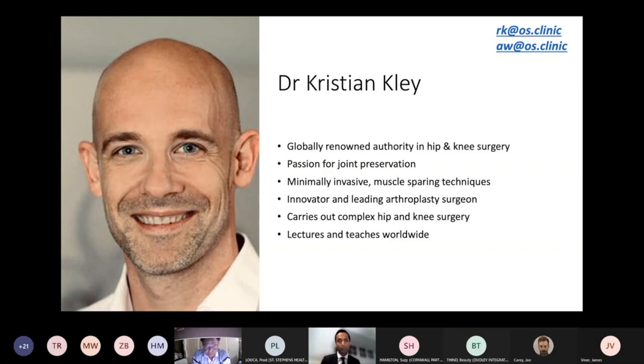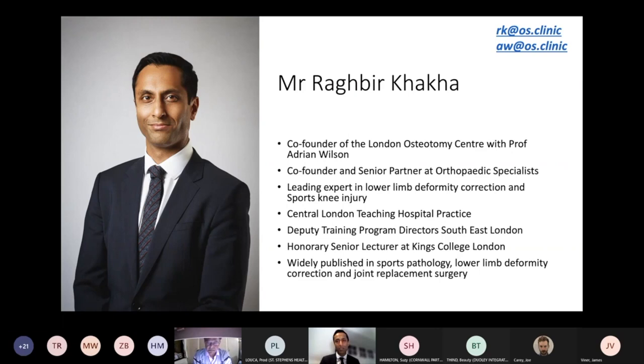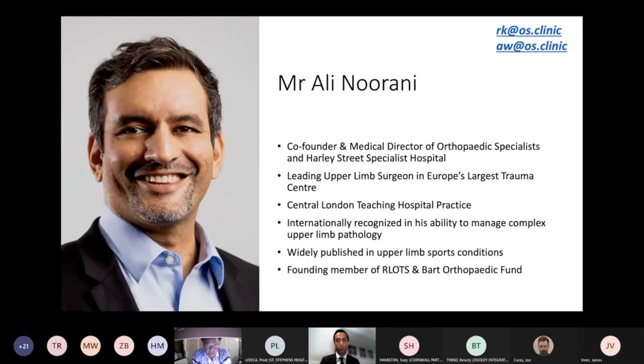Myself, I'm a surgeon based out of Guy's and St. Thomas's in my NHS practice. I'm so excited to be working with the team at the Nuffield and leading up the knee service there. I'm really looking forward to it. I've got a real interest in research and education, and hopefully our teaching program will demonstrate just how interested we are in providing that.